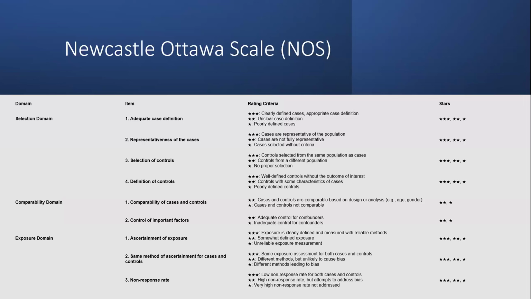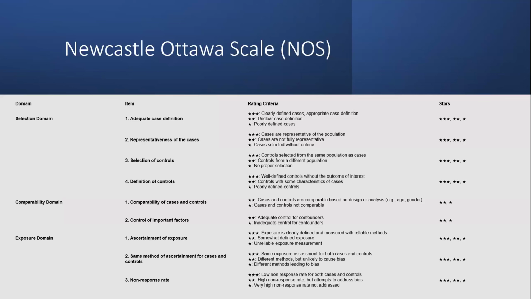Then assessment of exposure. So exposure is clearly defined and measured with reliable methods. If they have used appropriate statistical analysis to come to a conclusion, then you have to give a star of 3. If they have somewhat defined it, that means a star of 2, and for unreliable exposure measurement or analysis, you will give a star of 1.